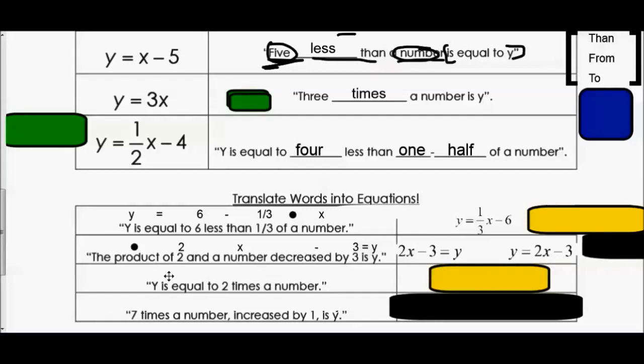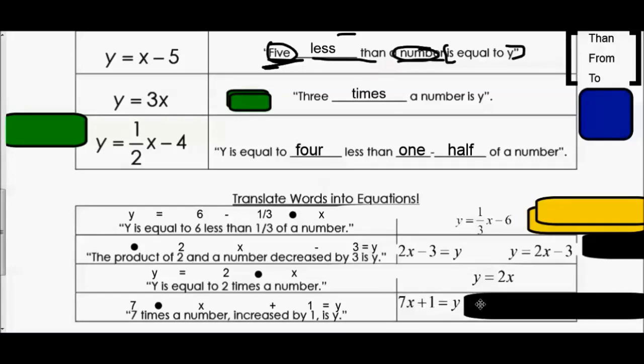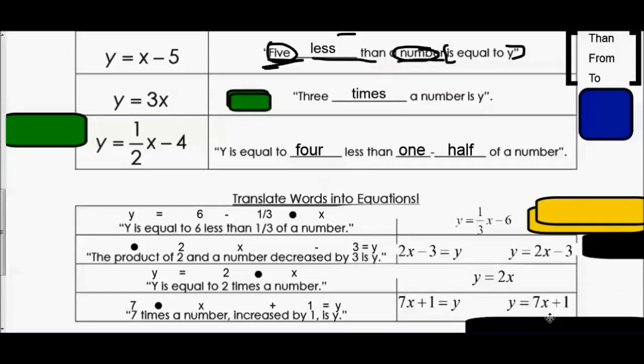The third one says y is equal to 2 times a number. This one's very straightforward. Y is equal to 2 times a number. 2 being multiplied times some number that we don't know yet. That's 2x. 7 times a number, increased by 1, so 7 times x, increased by 1, that's adding 1, is equal to y. Again, we can write that in either order, 7x plus 1 equals y, or y equals that same 7x plus 1, keep that in the same order.